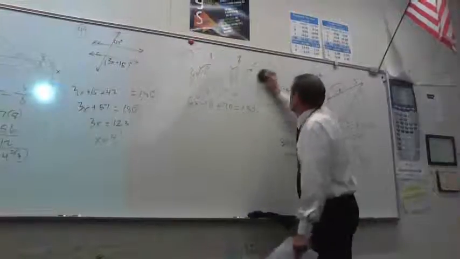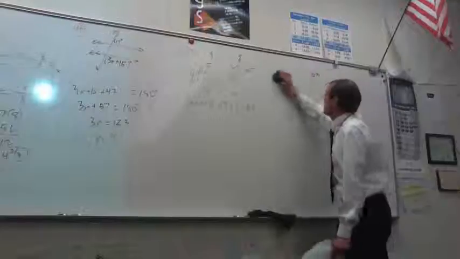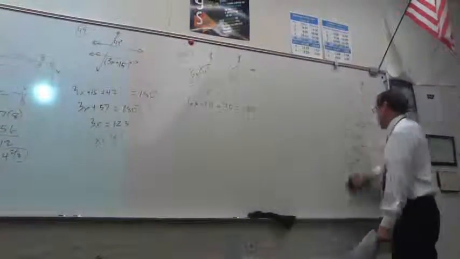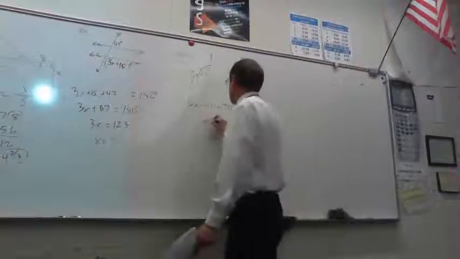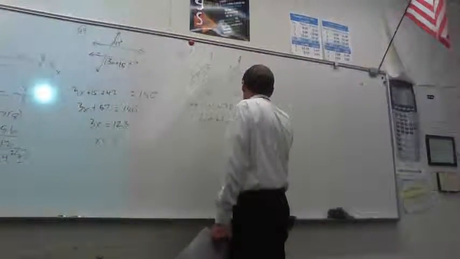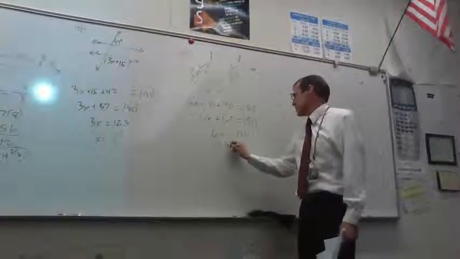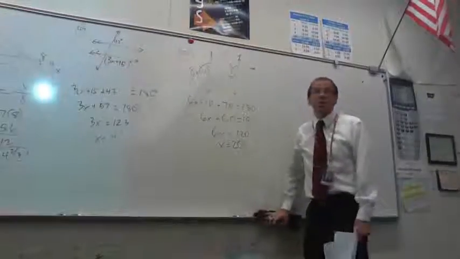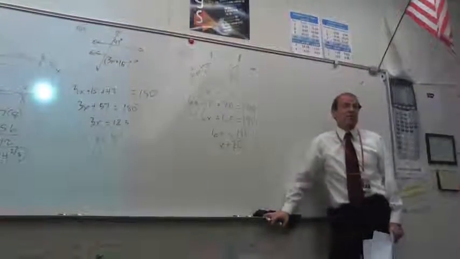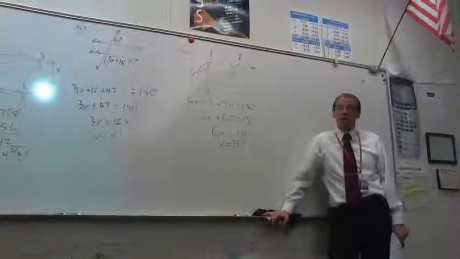And so what does 6x minus 10 plus 70 simplify to? 6x plus 50. Plus what? 50. Oh, that's a 60, is it? So 6x equals 120 then, so x is 20. And if I plug a 20 in here, I'm going to get 110. Is 110 and 70 degrees supplementary? Yep. And we did it right.